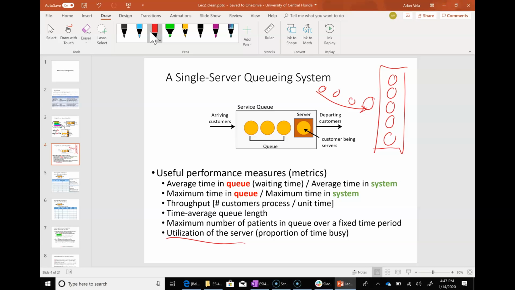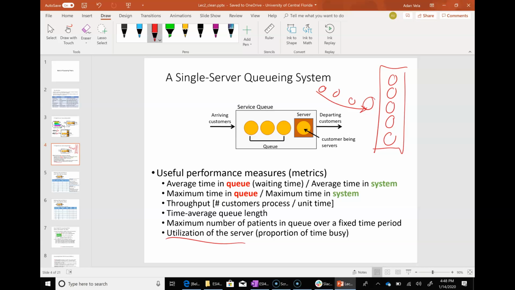Now, this is more of a hypothetical. Let's say my utilization for my McDonald's was 98%. Could you make an argument why that would be bad? Yes, sir. Yeah, the queue time would be very long, right?